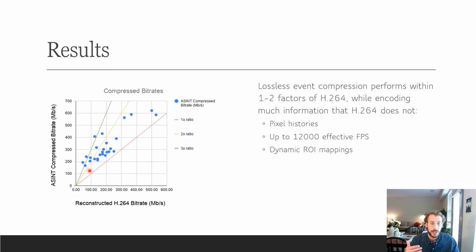And we compared as well the compression performance against H.264, and the majority of our compressed videos of our asynchronous representation actually performed within the 1 to 2 times range of the compressed size of H.264, meaning that we're very close to having similar levels of lossless performance as H.264, but we're doing all of that while encoding a lot of information that we can't actually get with H.264, and that is the pixel histories encoded in the D values, up to 12,000 effective frames per second in this case because of the temporal granularity that we have, and then dynamic region of interest mappings, which can be recovered from our asynchronous representation.